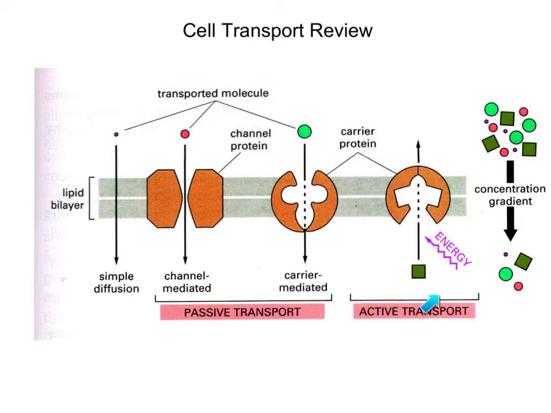In active transport, if a particle needs to go against the concentration gradient, it needs to move through a protein with energy in the form of ATP. In this case, this gate can open up, close up, and spit the large green square out the other end.